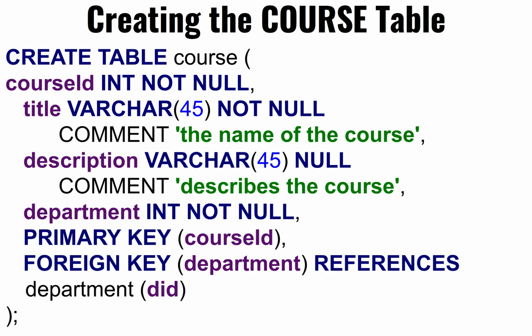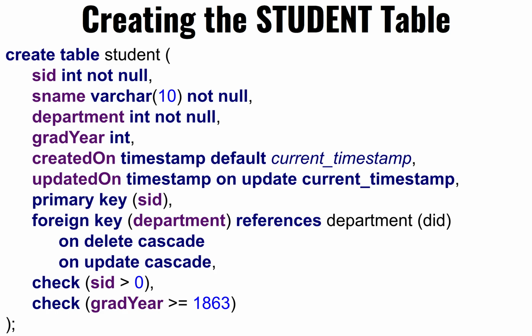One thing that's not quite kosher here. Notice the grad year is using camel case, right? In SQL, there is no enforcement of the casing, right? So usually we use underscores instead. So grad underscore year would be a more valid name for that, or created underscore on.